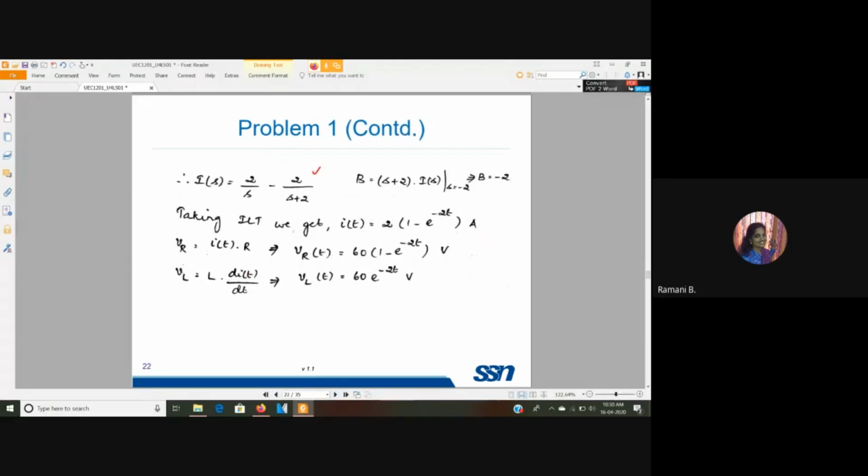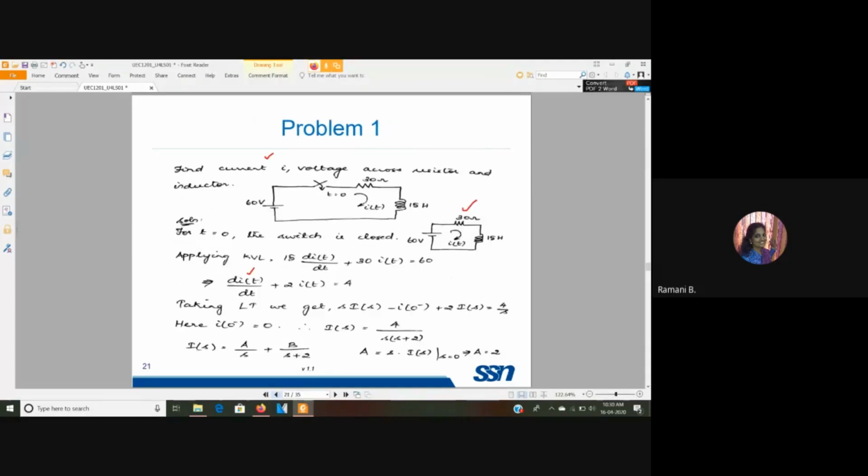So L into di by dt. So differentiating this I of t and multiplying with 15, you will get VL of t is equal to 60 into e power minus 2t. So here one thing is, by seeing the circuit, you can say this is a source driven RL circuit.